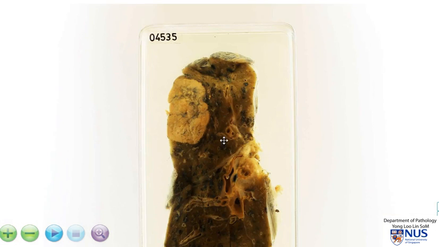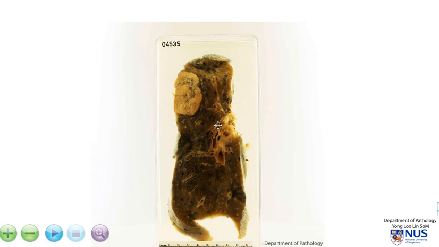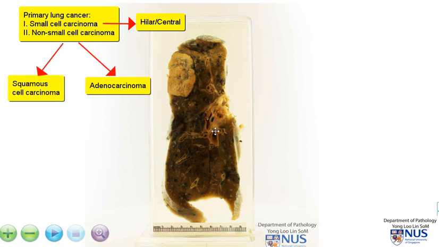So this is a single mass lesion located at the periphery of the lung. And when we see a single localized mass in the lung, we are always worried about primary lung malignancies. So the things we would be thinking of would be small cell carcinoma versus non-small cell carcinoma. Usually, small cell carcinoma favors the hilar region, although not always. Among the non-small cell carcinomas, we have squamous cell carcinoma and adenocarcinoma.